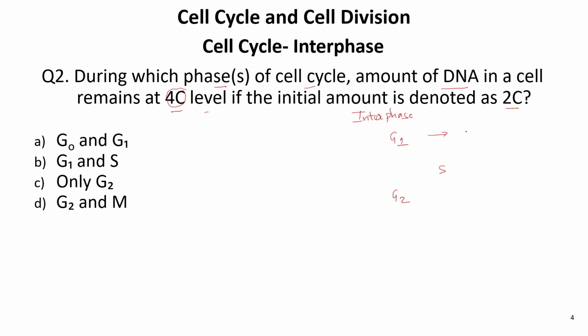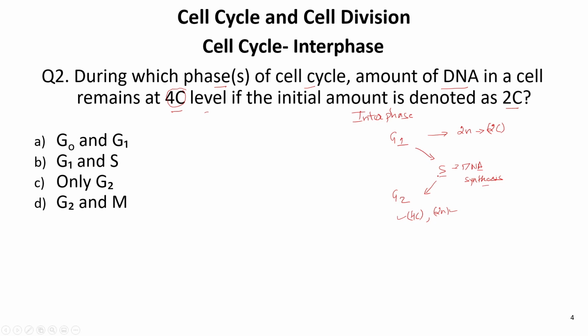If the organism is diploid, it contains two sets of chromosomes. In S phase, what happens? DNA replication or DNA synthesis takes place. Initially DNA content is denoted as 2C, but after the S phase, DNA content will be 4C. But the chromosome number will still remain 2N, meaning the organism will be diploid only. The DNA content has doubled due to DNA replication during the S phase.